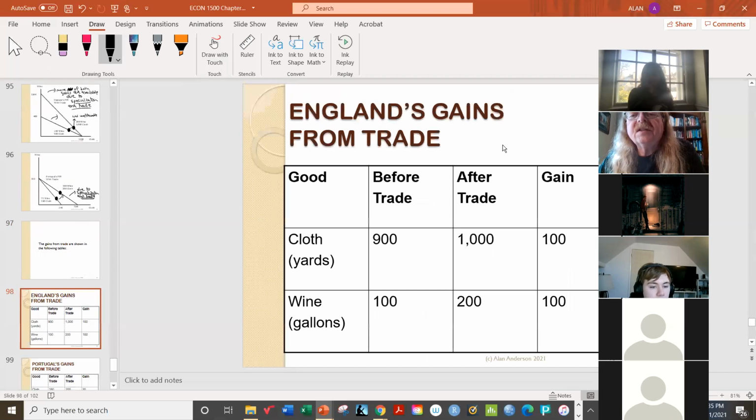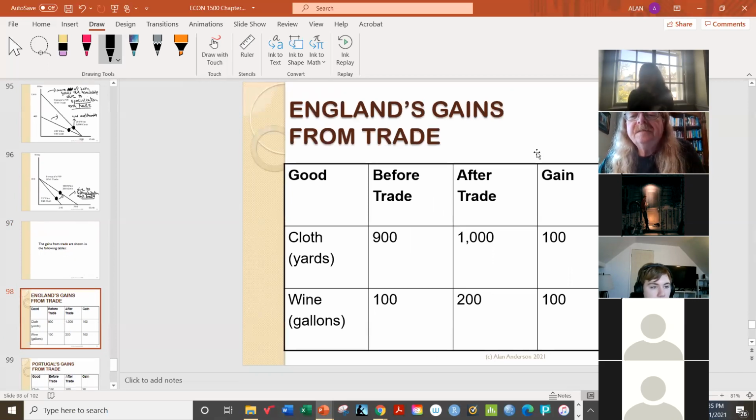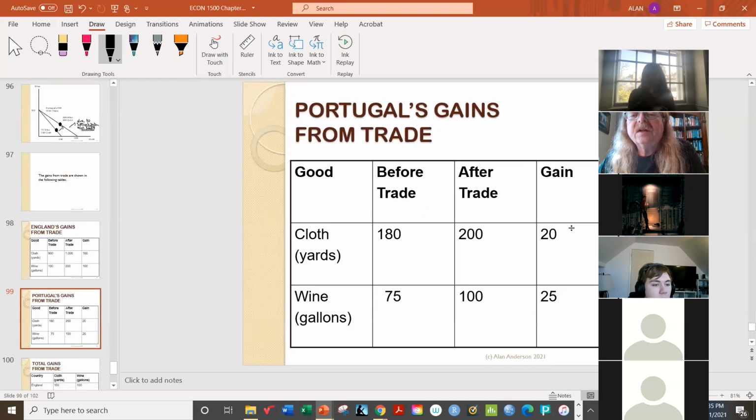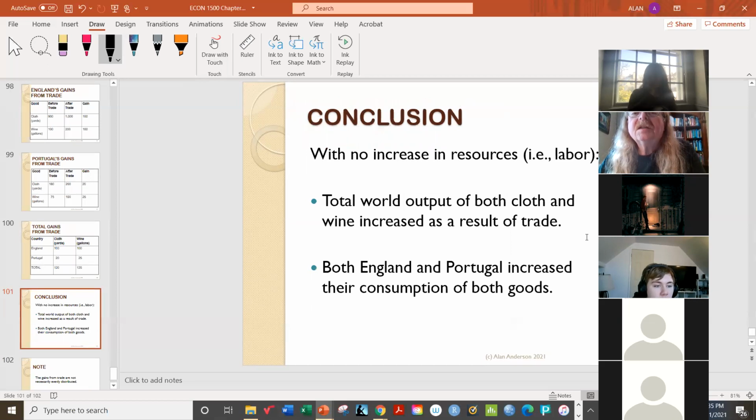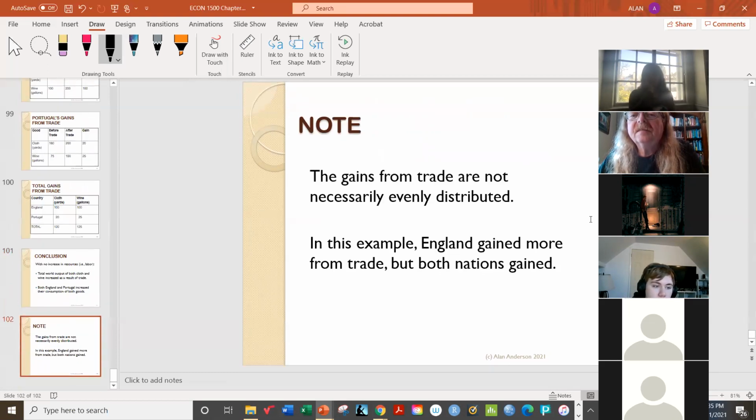All right, so I've summarized these into a nice little table too, so you can see them. So England gained 100 of each, and Portugal gained 20 and 25. Now again, both countries benefited. Not equally, but they both benefited. And that's all that matters. They were willing to trade with each other. That's the bottom line. So with no increase in resources, output of both goes up, as does consumption in both countries. The gains from trade are not necessarily evenly distributed, but England gained more, but both of them gained.